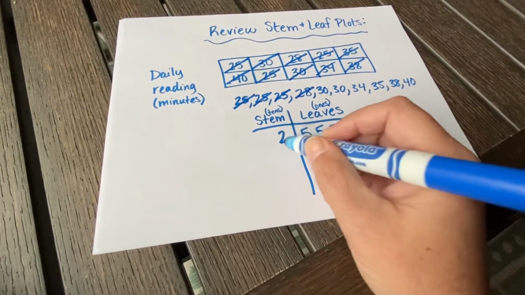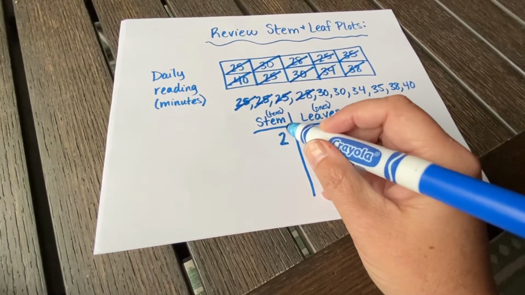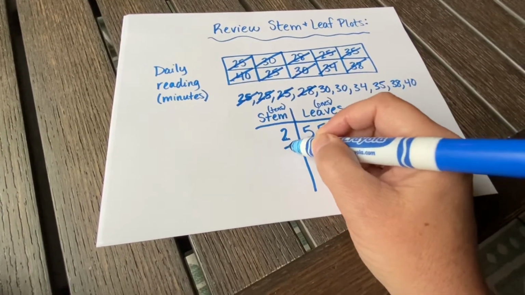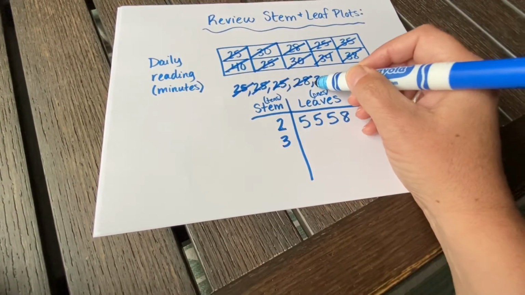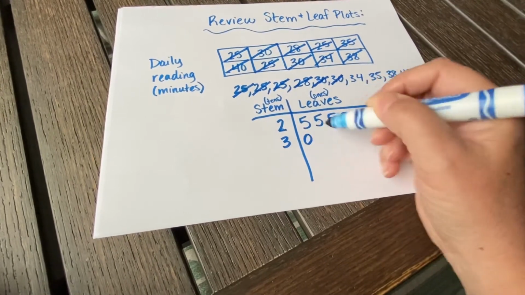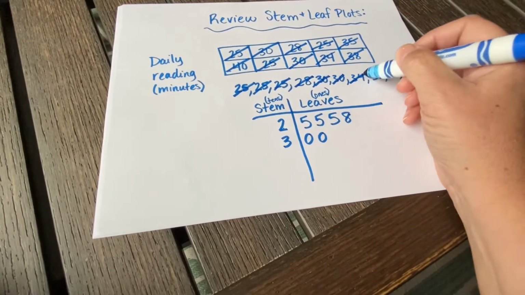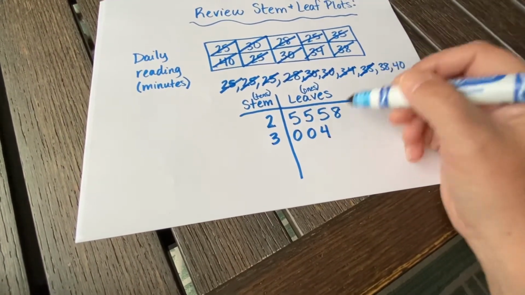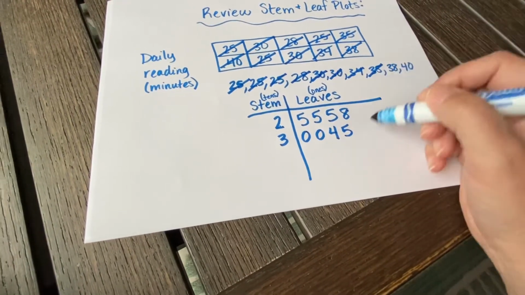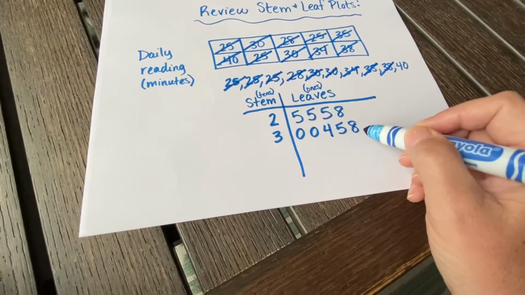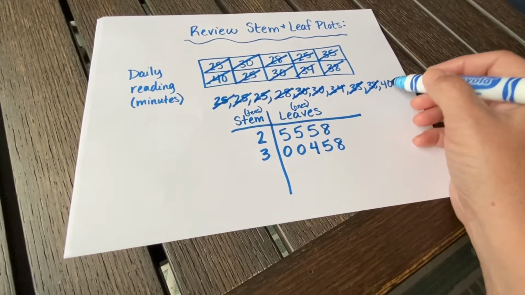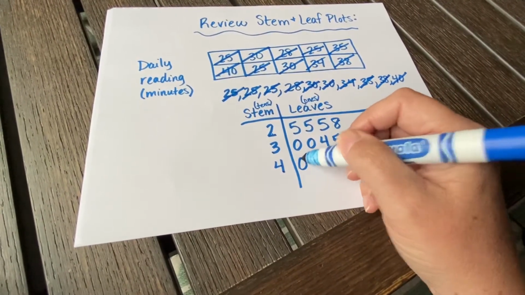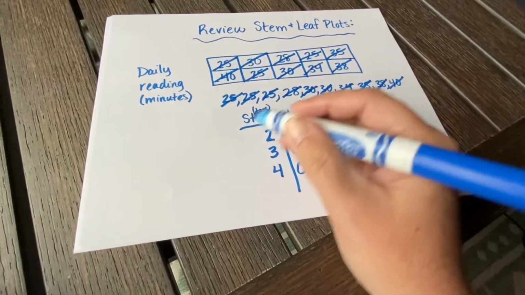Now we've covered all the leaves that go with the stem of 2, which represents 20, 2 in the tens place. Then we need to move to the next stem, and we need to take care of our 30s, 2 days that we read 30 minutes. 4 would help us take care of the 34-minute day. Then we need a 5 for 35 minutes, and we need an 8 for 38 minutes. Okay, then we have one last value, and it's got a new stem because the number's 40, which means 4 tens, 0 ones. And that should conclude the stem and leaf plot.